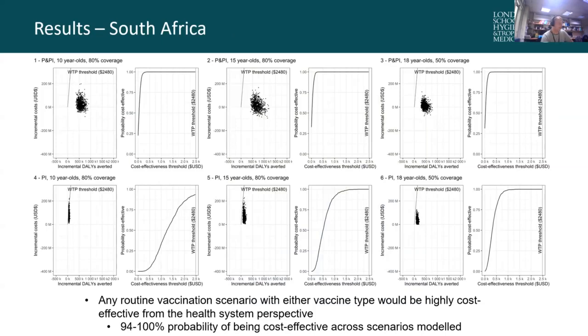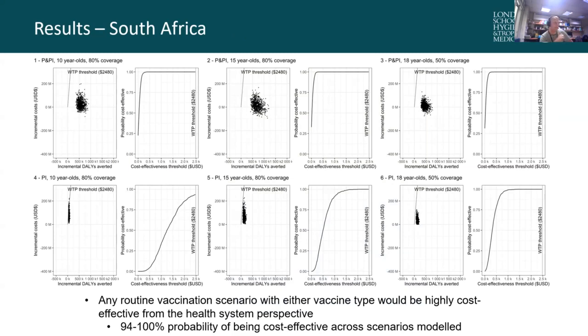So here are our results. Here's the top row, our pre and post-infection efficacy. On the left-hand side of each of these cells, you can see our cost effectiveness plane. And on the right-hand side of each element, you can see the cost effectiveness acceptability curve. This first slide is for South Africa.